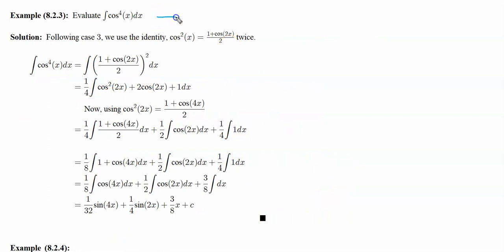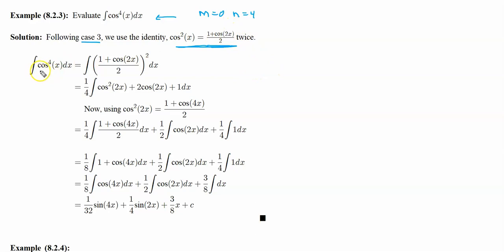So now here we want to evaluate the antiderivative of cosine to the 4th power of x dx. You see the m is 0 in this case, and the n is 4. So they're both even, so we are in case 3. What we want to do here is use this substitution: cosine squared x equals 1 plus cosine 2x over 2. That is a trig identity. We're just telling you that's the one we use.